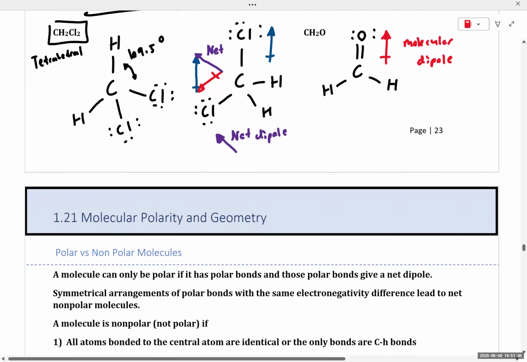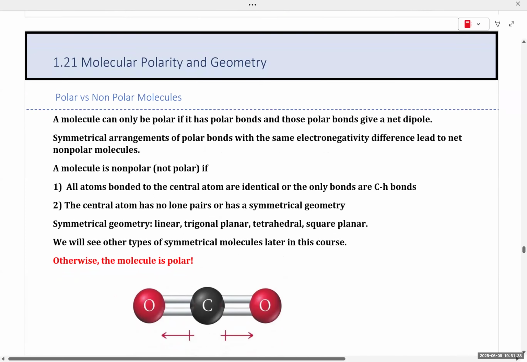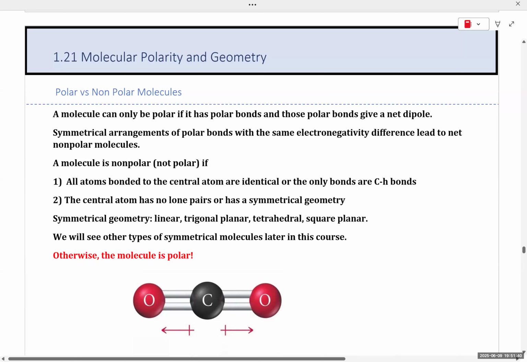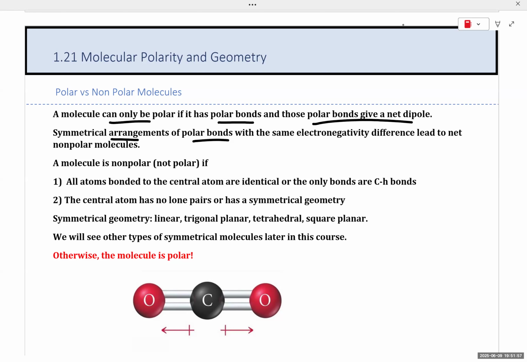Okay, so let's talk about molecular polarity and geometry. Specifically, this idea of polar versus nonpolar molecules. A molecule can only be polar if it has polar bonds, and those polar bonds give a net dipole. Symmetrical arrangements of polar bonds with the same electronegativity difference will actually yield a net nonpolar molecule. We'll see an example of this.